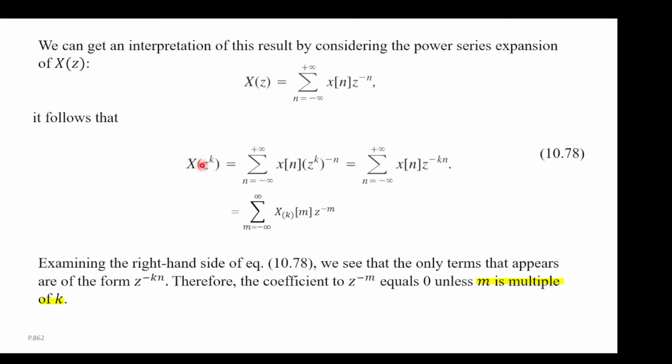Okay, so we're starting with x over z to the k, and we know x over z is a summation, so this is just the z transform formula. X over z equals the summation over n of x of n z to the minus n. And then x of z to the k is the summation of x of n times z to the k to the minus n, and z to the k to the minus n is just z to the minus kn.